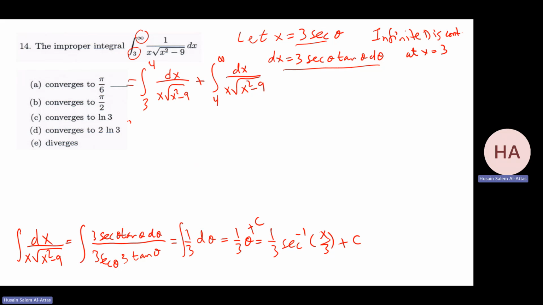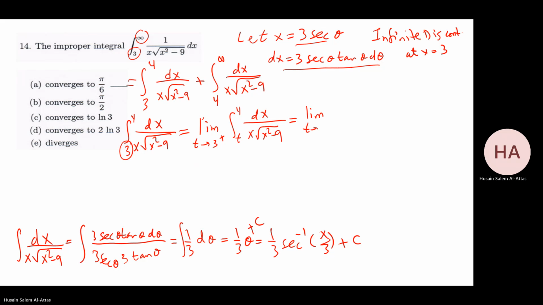So let me do the first one. The integral from 3 to 4 of dx over x square root x squared minus 9. That will be limit t goes to 3 from the right, because I have a problem with the 3. Integral t to 4 of dx over x square root x squared minus 9. And this integral, I need to squeeze it because I need the space, 1 over 3 secant inverse x over 3 from t to 4.